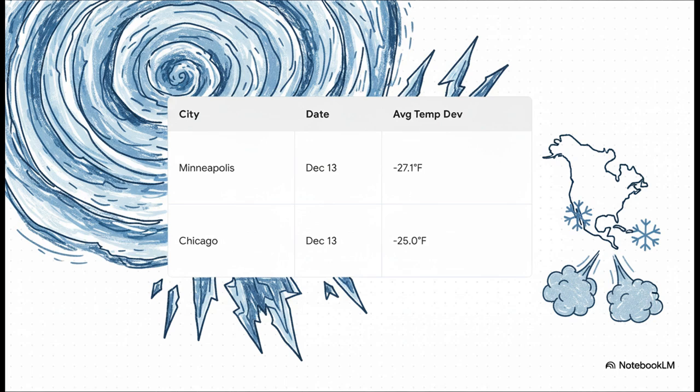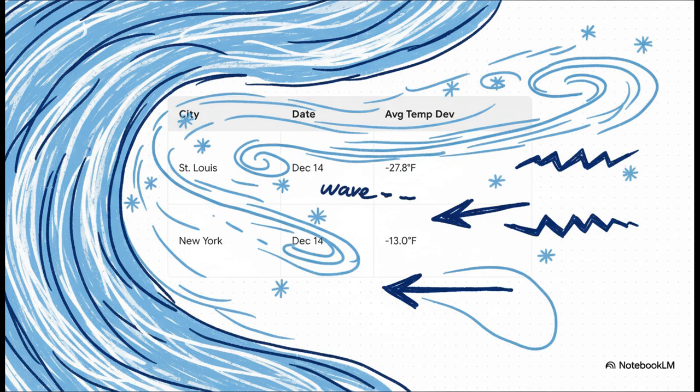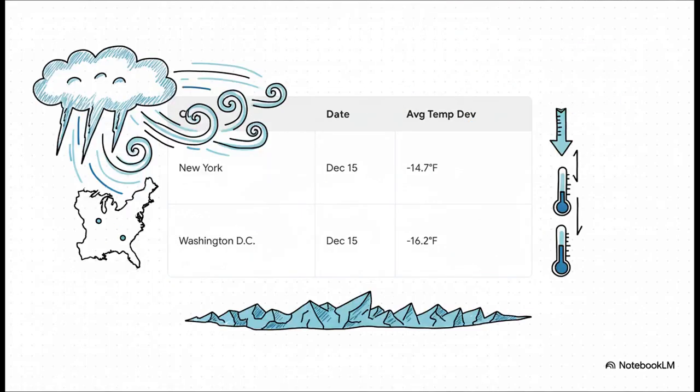All right, fast forward to day 4. You can see the cold getting even deeper and pushing south and east. St. Louis is now almost 28 degrees below normal. And look, you can see the front edge of it just arriving on the East Coast. New York is already 13 degrees colder than average. You can literally see the wave moving across the country. And boom, by day 5, that cold front has just slammed into the East Coast. New York is almost 15 degrees below normal, and Washington, D.C. is over 16 degrees colder than it should be.